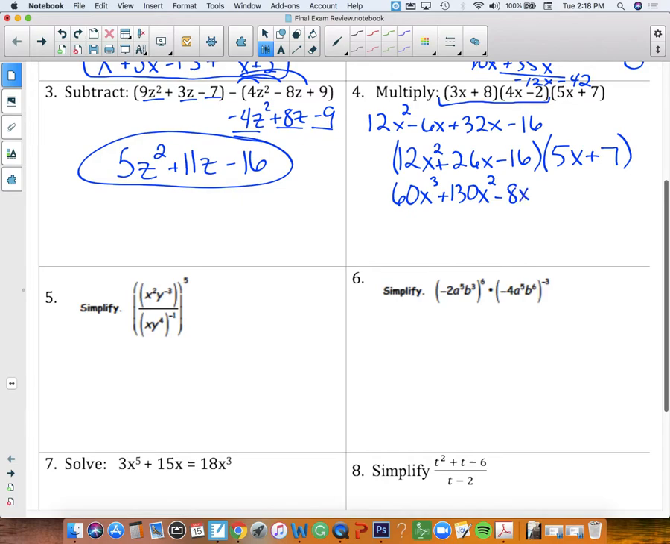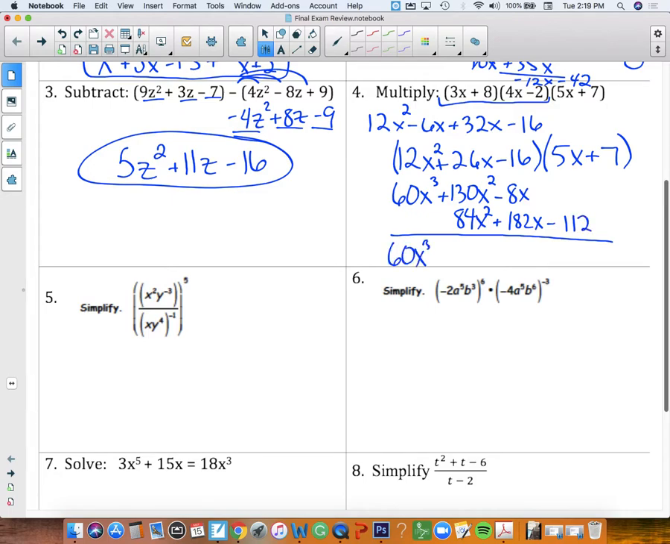And now I do the 7 times everything. So 7 times 12 is 84x squared. And it works good to line it up once you get bigger polynomials like this. You line up the matching terms. Okay, 7 times 26x, that would be 182. So plus 182x, and then 7 times the 16 would be 112. Check that one. 7 times 16, 112. Minus 112. Okay, then add like terms.